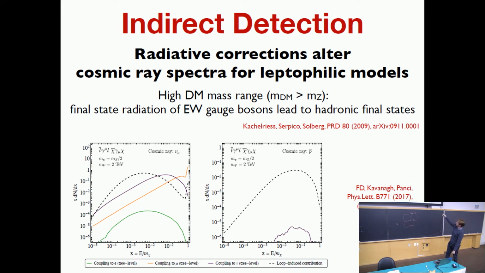It was also applied to indirect detection spectra. So in this paper from last year, we studied models of leptophilic dark matter, and we show that in indirect detection, you expect, for example, antiprotons for leptophilic dark matter. And this is only possible if you consider corrections, because at tree level you only annihilate to leptons. Okay? And there are many other applications.